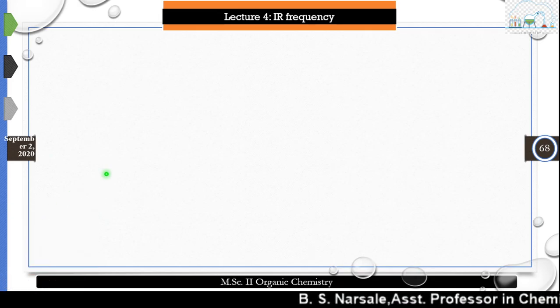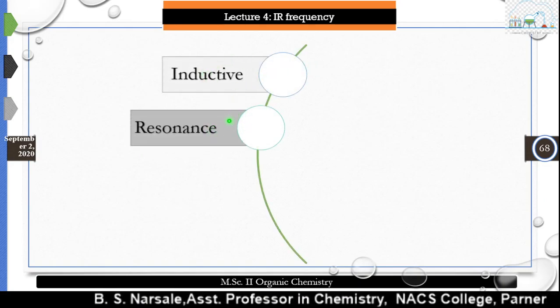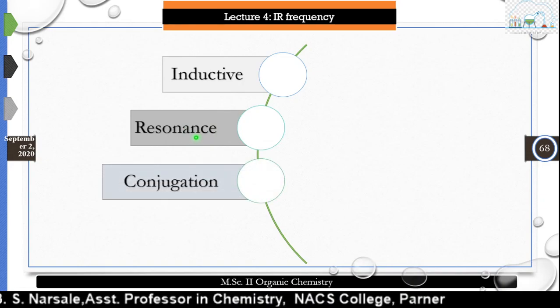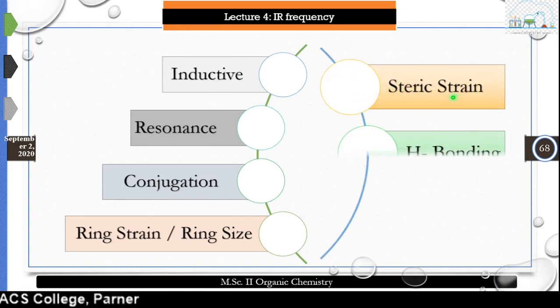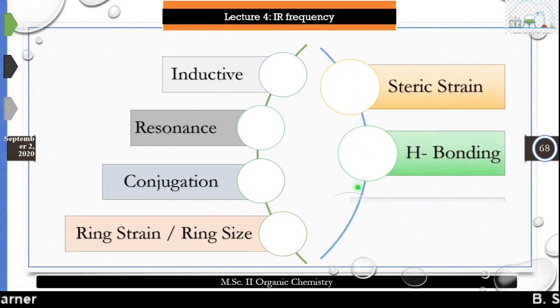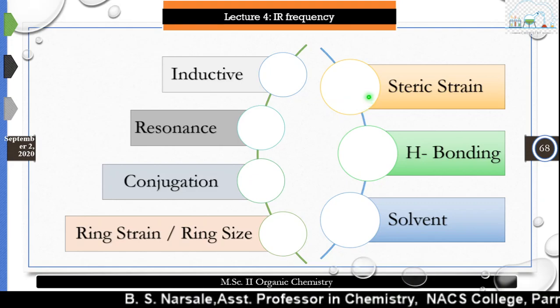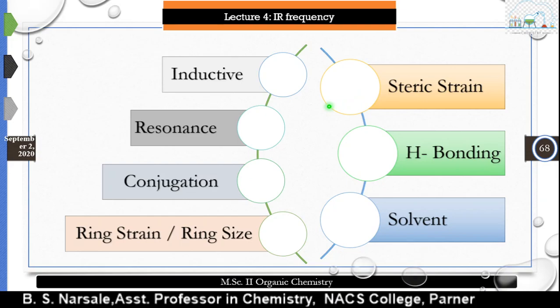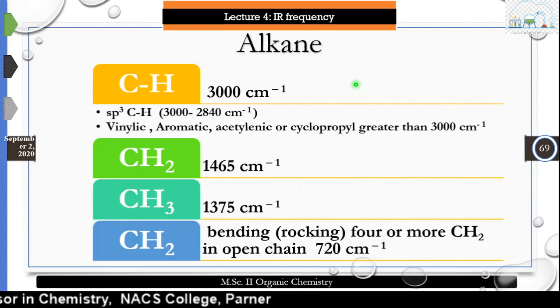The first one is the inductive effect. Second, the resonance effect, conjugation, ring size effect, steric strain effect, hydrogen bonding, and solvent. These are the different effects which affect the IR stretching frequency absorption. But you must know the actual IR stretching frequency for the functional groups.